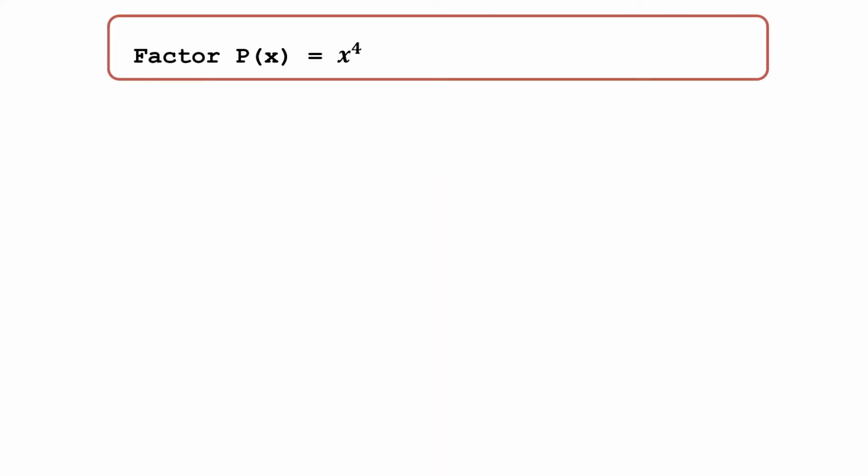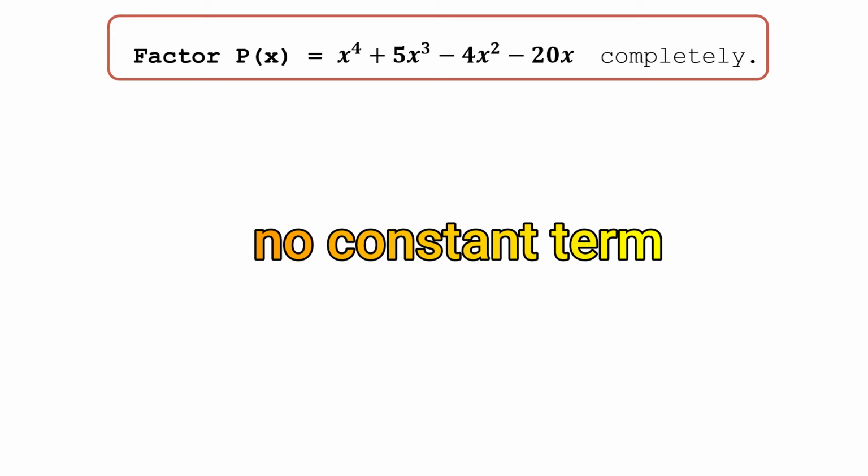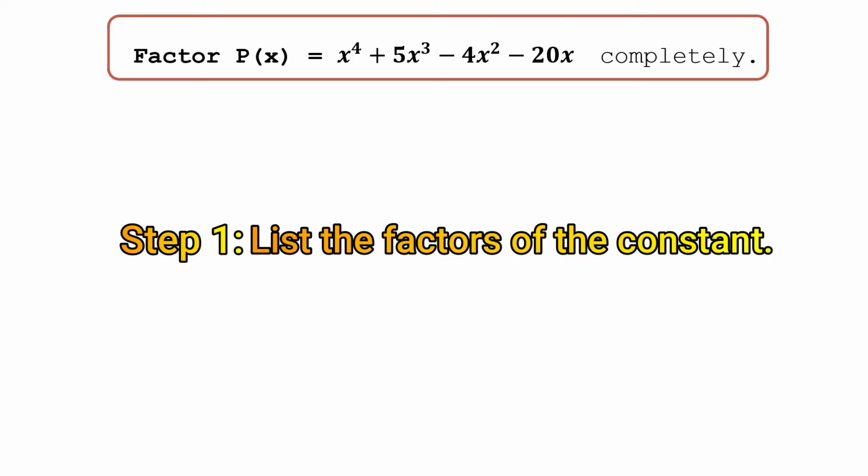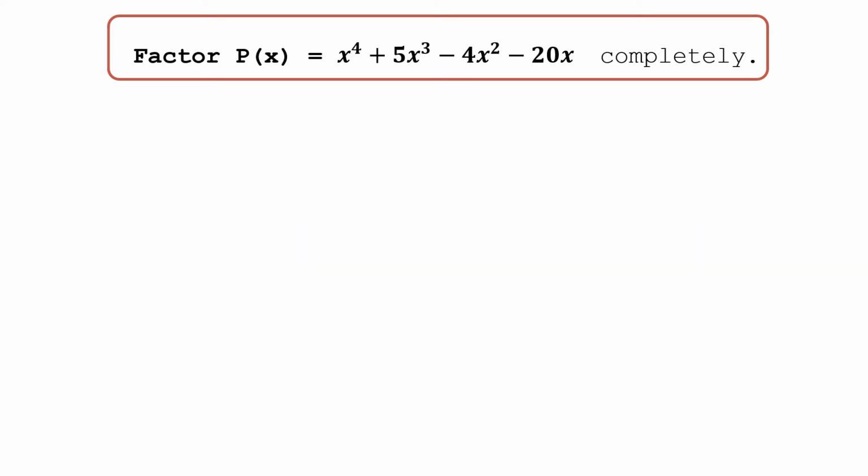Let us factor p of x equals x raised to 4 plus 5x cubed minus 4x squared minus 20x completely. You will notice that in the given polynomial function, we have no constant term. In the previous video discussion, I taught you that the first step in factoring polynomials completely is to list all the factors of the constant. Since our given polynomial function doesn't have a constant, we're going to factor out the common variable for us to have a constant. So this will be our step 1.